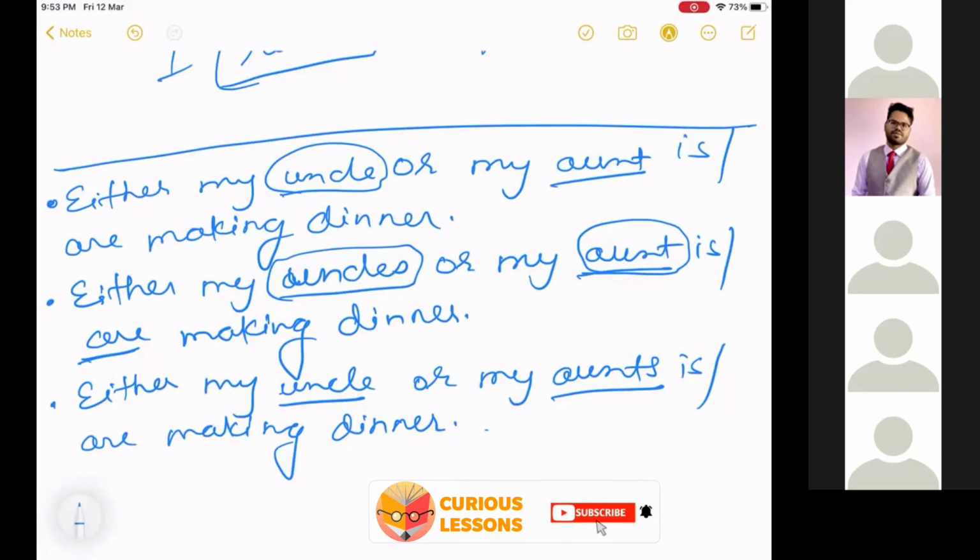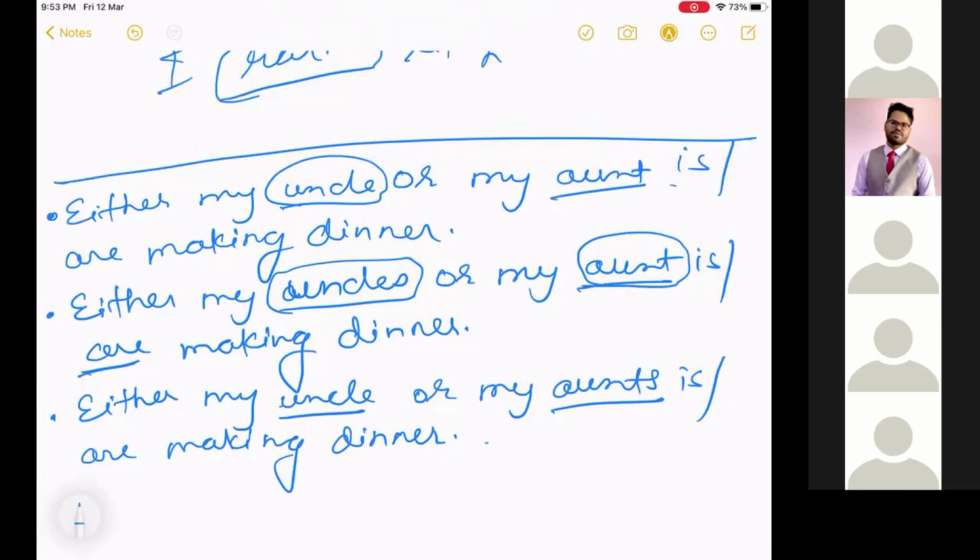I'll read the statement. When the subjects joined by or, nor are of different persons, the verb agrees with the nearer. So here we have two subjects, right? And here we have a single helping verb. So this helping verb or this verb will go with which subject? The nearest subject. In this case the nearest subject is aunt. In this case the nearest subject is aunt. In this case the nearest subject is aunts. Our verb or helping verb will agree with the second subject, the one nearer to the verb.